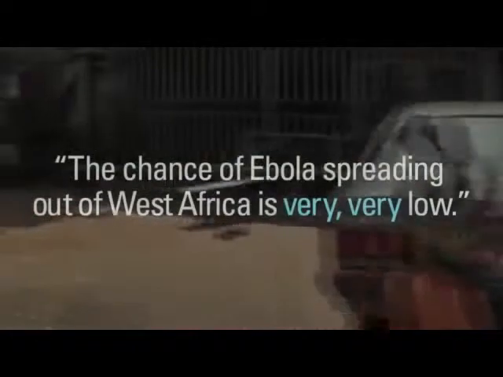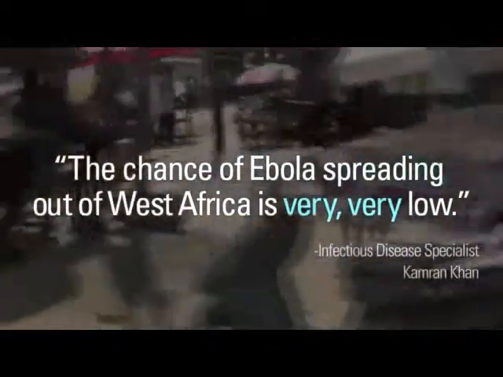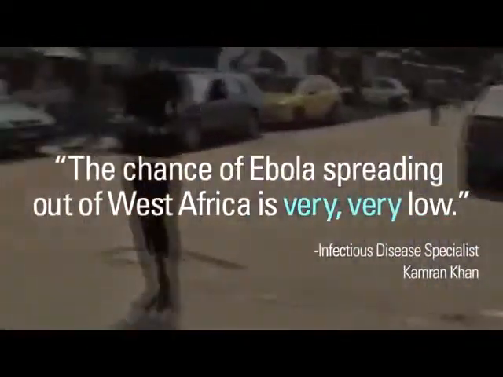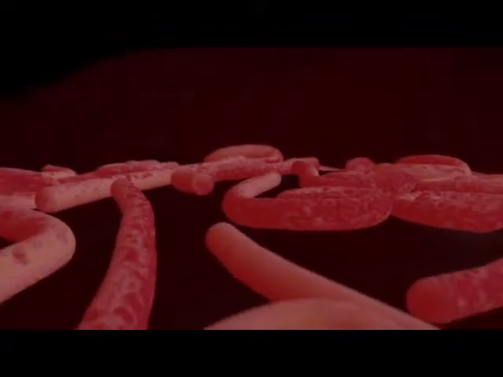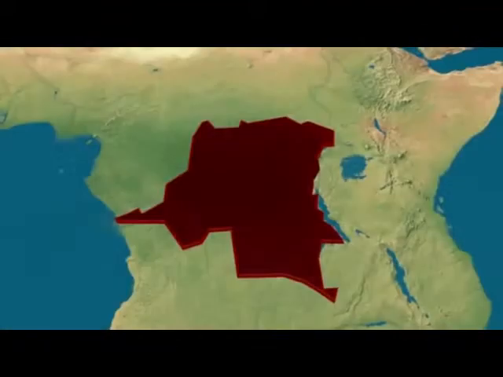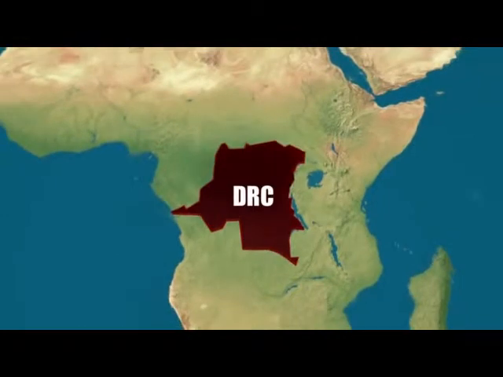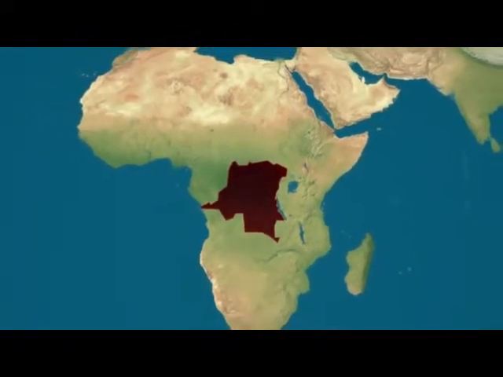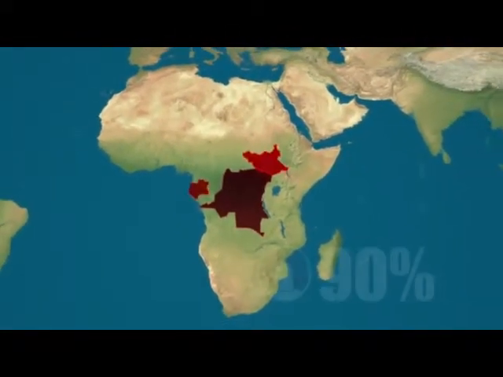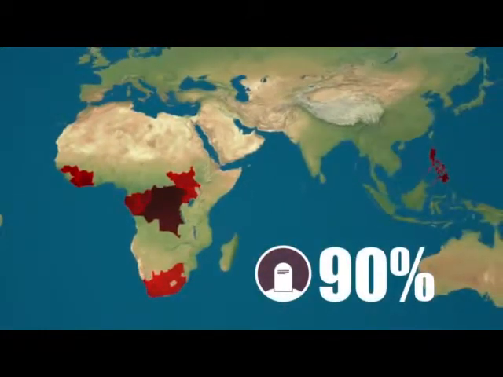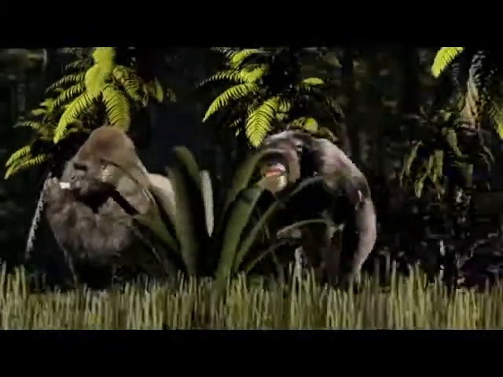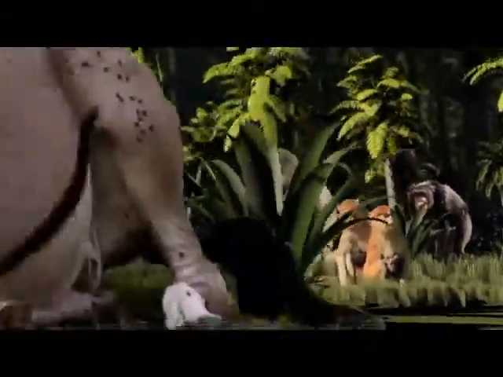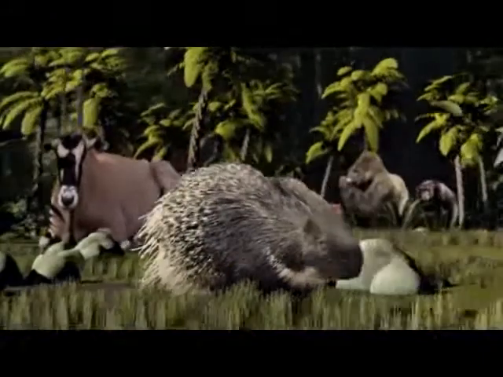The chance of Ebola spreading out of West Africa is very, very low, says infectious disease specialist Cameron Kahn. Ebola is one of the deadliest viruses known to man. It's named after a small river in the Democratic Republic of Congo where it first emerged in 1976. Up to 90% of infected individuals die from the virus. The African fruit bat is considered a natural carrier of the infection. Gorillas, chimps, monkeys, antelope and porcupines are also susceptible to catching and spreading the disease.